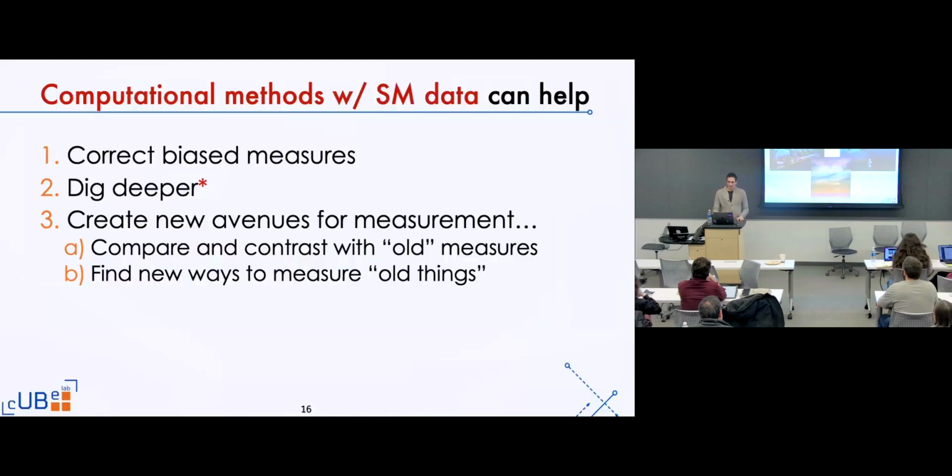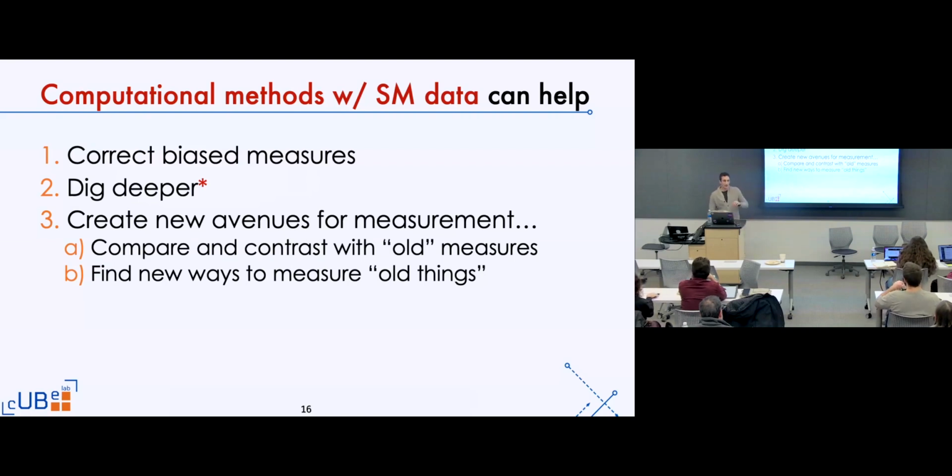Okay, so that's why we measure. Why do we measure using computational methods and social media data? I will run through this. I think people here are sort of largely on board with that idea. We can do it to correct biased measures, to dig deeper, although I'll put an asterisk there because I think deeper in some senses and less deep in others. And the two that I'm going to talk about today, we can create new avenues for measurement, right?